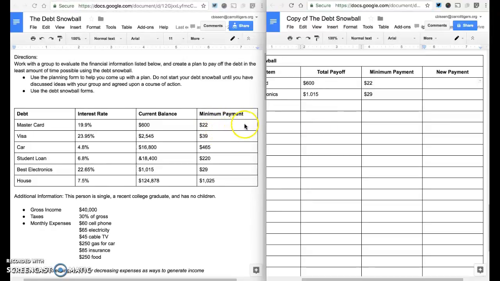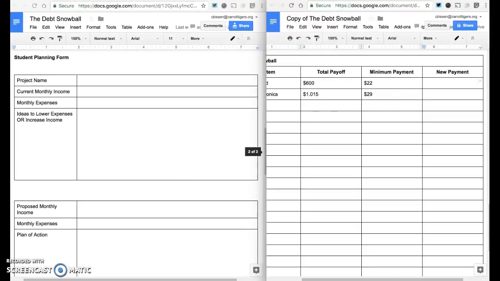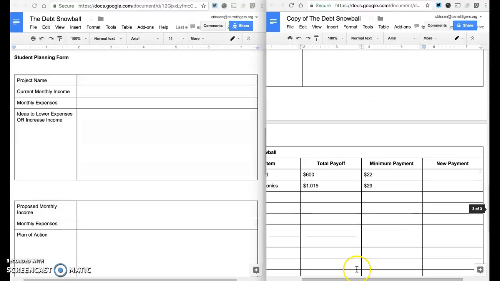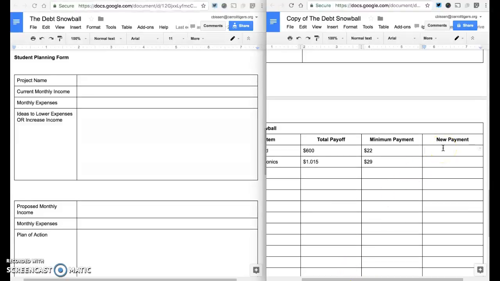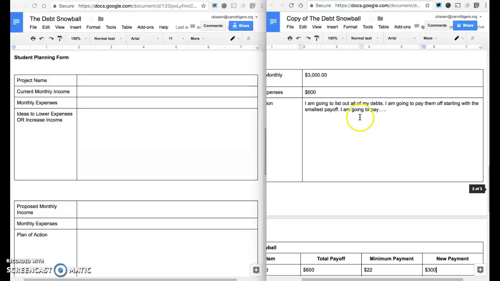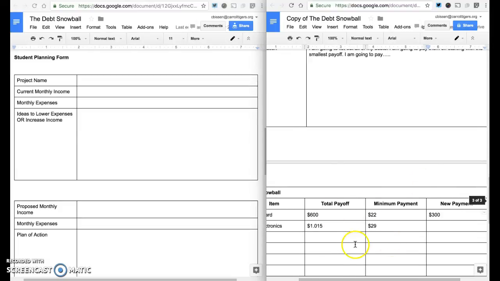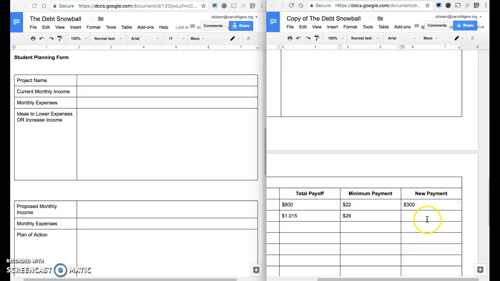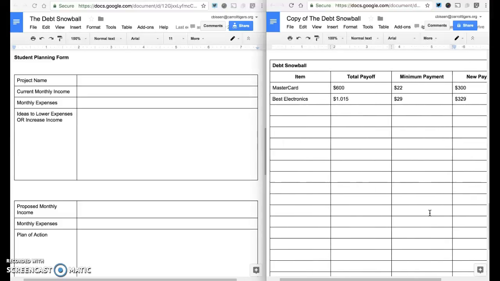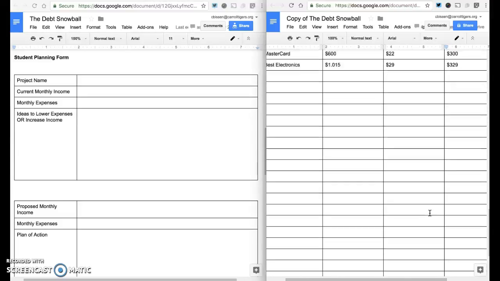Instead of how I did it and I just wrote every other dollar, I want you to come down here or up here, wherever I have it, look at your plan of action and say my new payment's actually going to be $300, okay? Because I'll know that because I went up here and I decreased my expenses, and in my plan of action, I told you how I got this new payment of $300, okay? Once I have this paid off, then I'm going to work on Best Electronics, and my new payment's actually $329 maybe, because I have the $300 I was paying plus this $29. There's my new payment, and I'm going to get all of these listed out until I have everything paid off and everything is done. Okay.